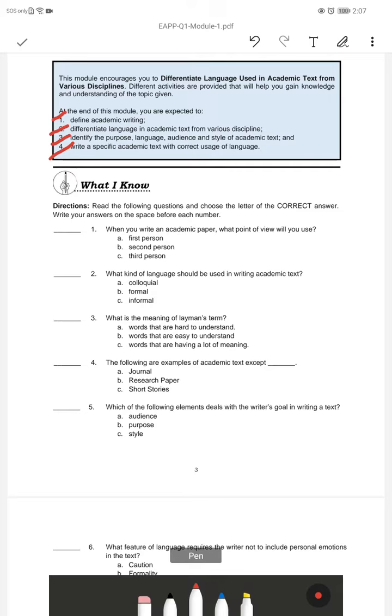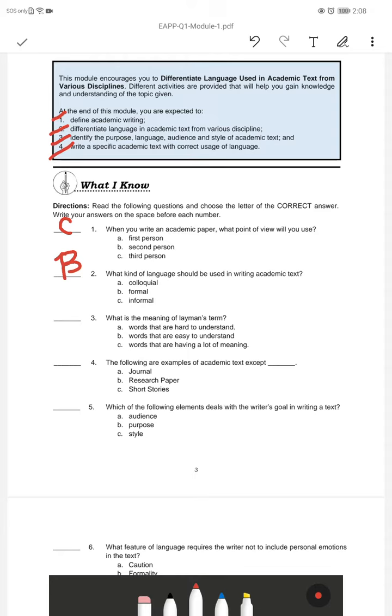For the first item, when you write an academic paper, what point of view will you use? The answer is C. It's the third person point of view. Second item, what kind of language should be used in writing academic text? The answer is B. Formal language.